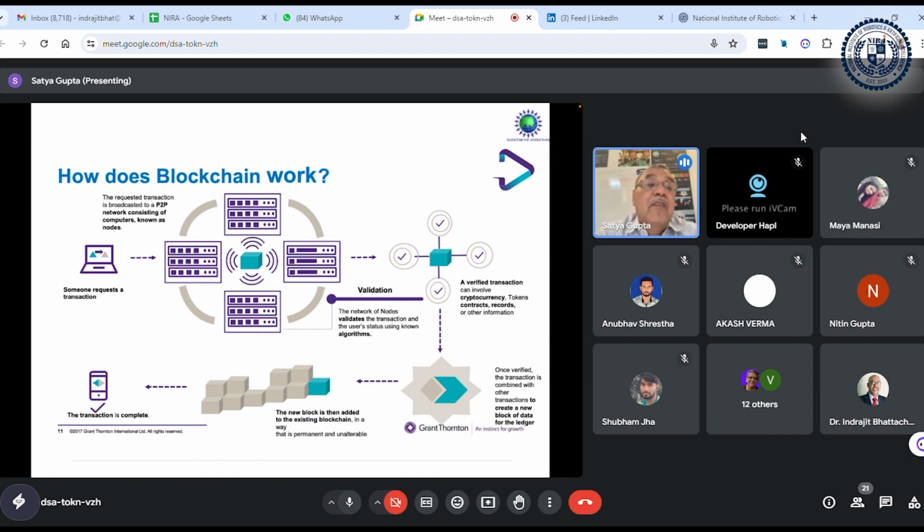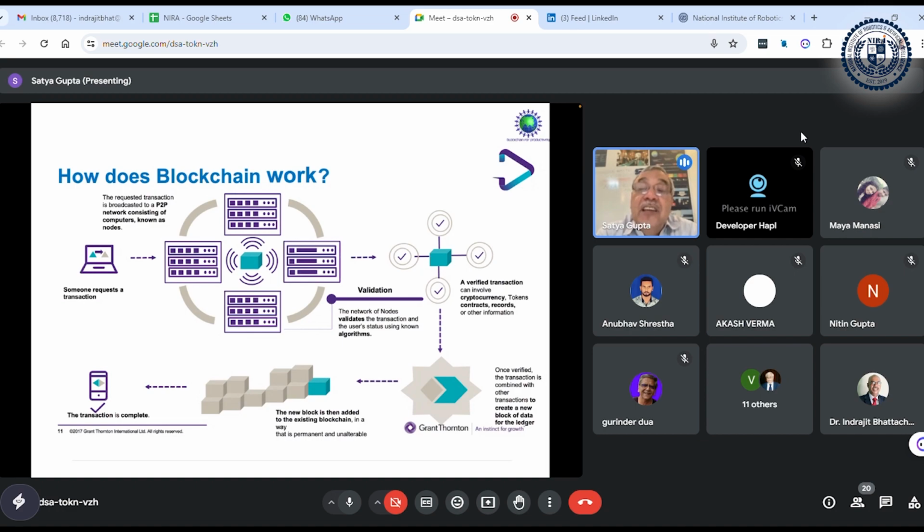It consists of computers known as nodes actually. Let us say Bitcoin is a blockchain, and there are a lot of nodes connected to that. If someone wants to make use of the Bitcoin blockchain to do some transaction, he will make a request and it will go to all the nodes. Then the network of nodes validates the transaction and user status using a known algorithm. That is the blockchain software, you can say, for algorithm and consensus. It will be coming. So that is the blockchain layer on your normal infrastructure of the internet.